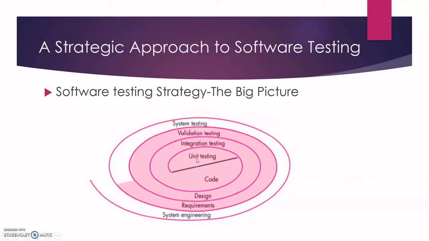Unit testing begins at the vertex of the spiral and concentrates on each unit of the software as implemented in source code. Then after unit testing, we move on to integration testing, where the focus is on design and construction of the software architecture. Then is the validation testing, where requirements established as part of requirements modeling are validated against the software that has been constructed. Then finally, system testing, where the system and other software elements are tested as a whole. So this is how it is done using a spiral model.